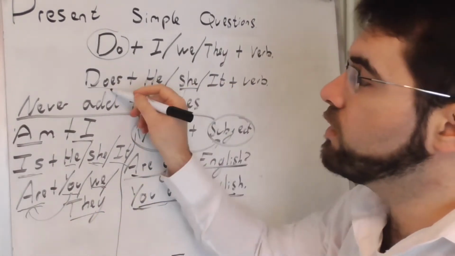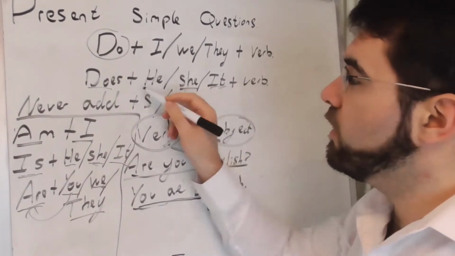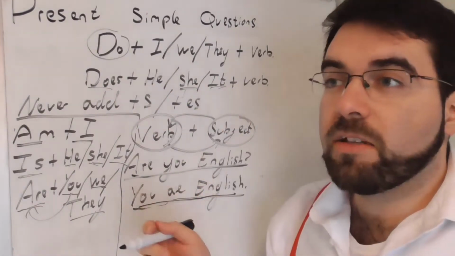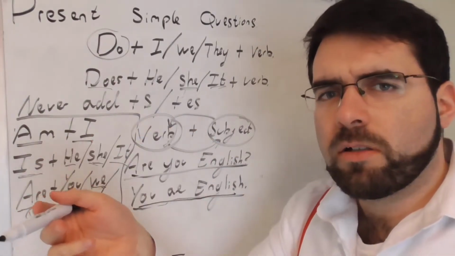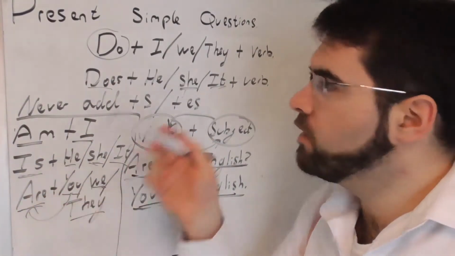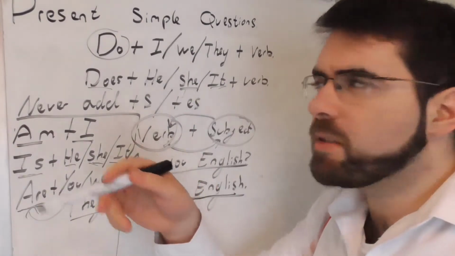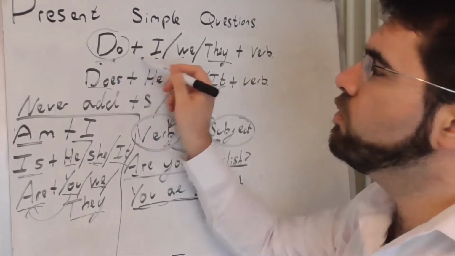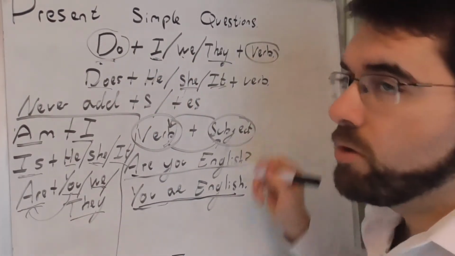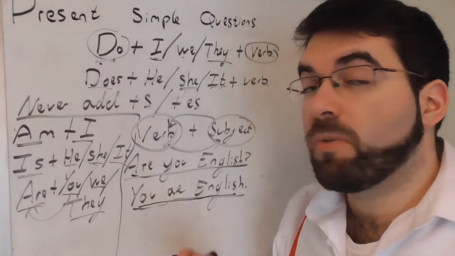She, with a does, along with it as well. So she draws. Does she draw? Does she dance? She dances. Does she dance? And do goes with I, we, and they. Do I and the verb. Do I teach?